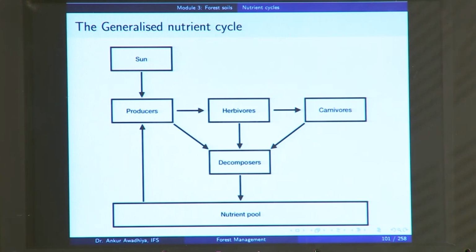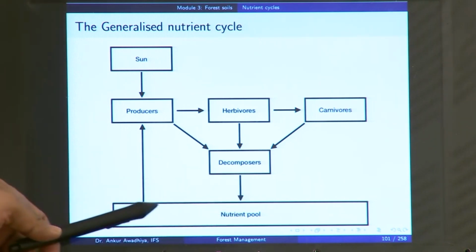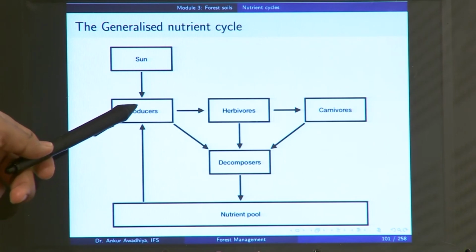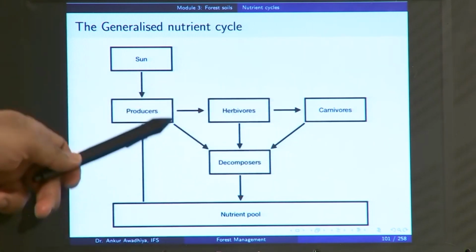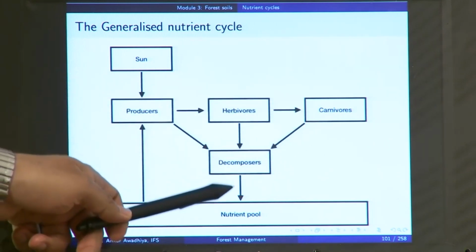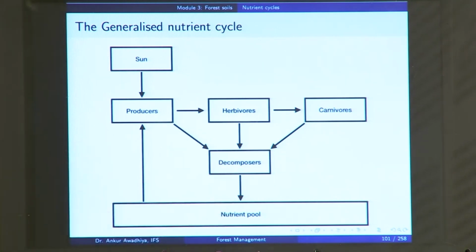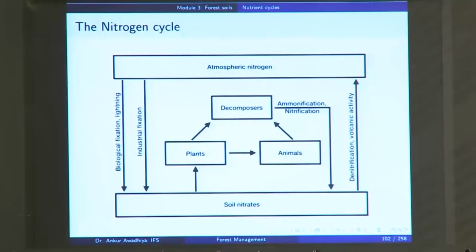So, in this case what is happening is that the nutrients move from the producers through this whole biosphere, and then come back into the nutrient pool. So, this is a generalized nutrient cycle. Let us now have a look at some nutrient cycles in greater detail. Let us begin with the nitrogen cycle.